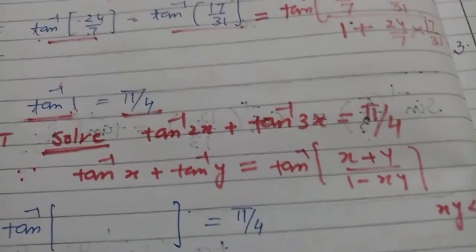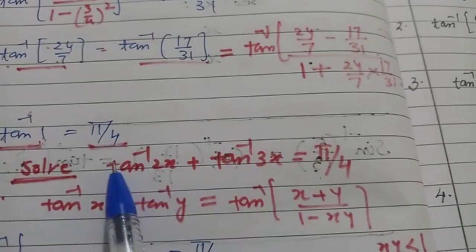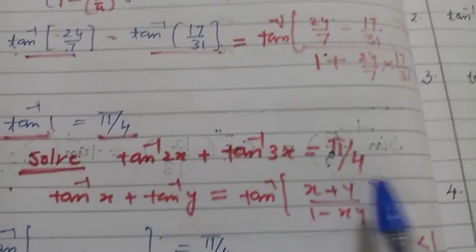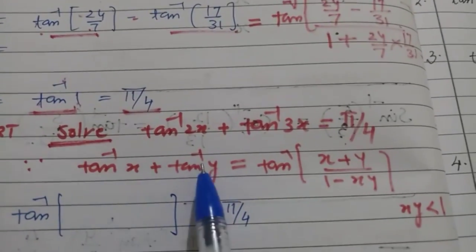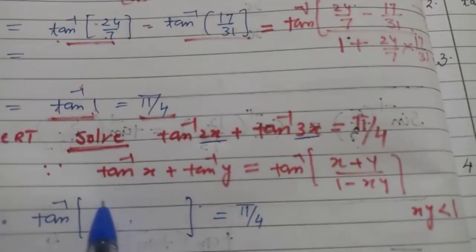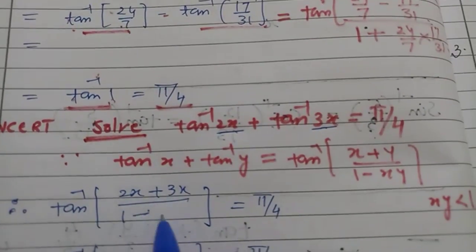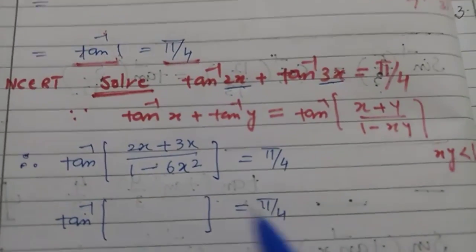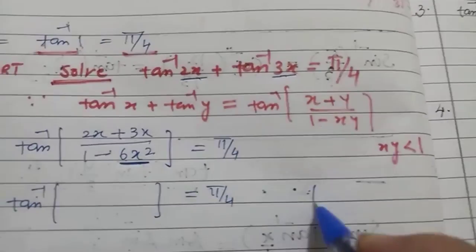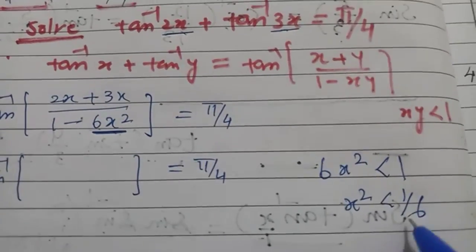Now the next important question is: solve for x. Tan inverse 2x plus tan inverse 3x equals pi by 4. We already know the formula for tan inverse x plus tan inverse y. So apply the formula. This is x and that's y. So what is it? Tan inverse of 2x plus 3x upon 1 minus 6x square. Now we have already studied what xy should be in the formula. That is, 6x square should be less than 1. So x square should be less than 1 by 6. This is the condition.